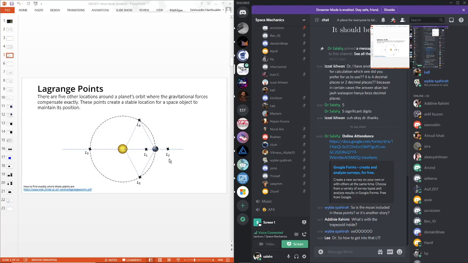I mean, well, how do these orbits appear like this? It doesn't make any sense from the two-body problem point of view.